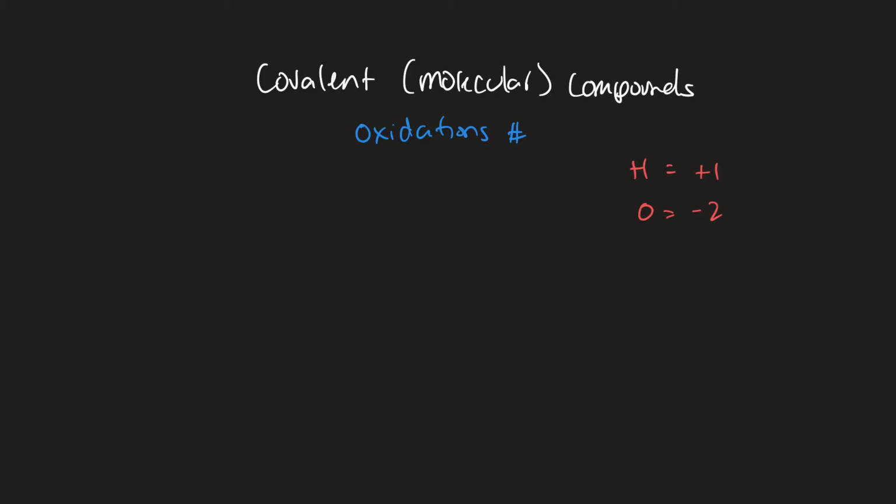the most electronegative element is going to have a negative oxidation. The least electronegative element within that compound is going to have a positive oxidation. So what do I mean by that? Let's look at this compound here.